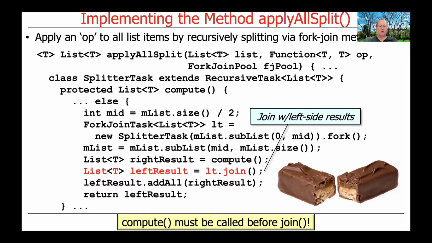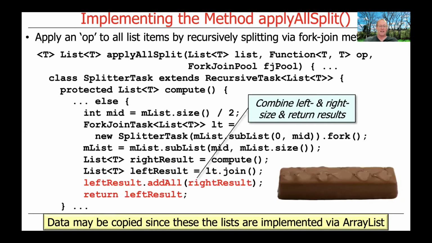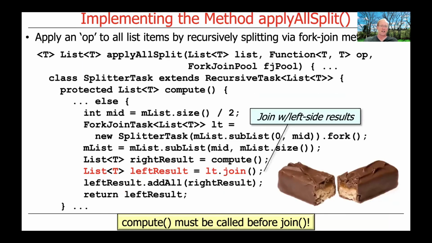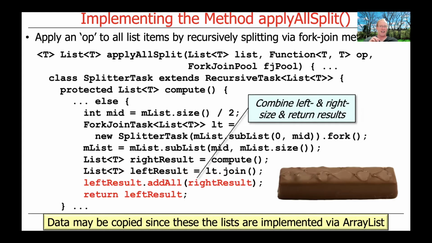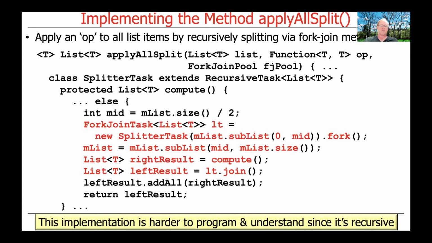So we're going to be joining with the left-hand side, and that will get our left-hand side result back. And then we add the right-hand side result, which we computed in our thread, to the left-hand side that was computed in some other thread, and that joins everything back together again. And then we return that joined result. So it's starting with things split in half, and then we join them back together again, and all the pieces are put together. Now, keep in mind that there's going to be some data copying here because these are implemented as an array list, and so we're going to have to copy stuff. So there is some overhead of copying.